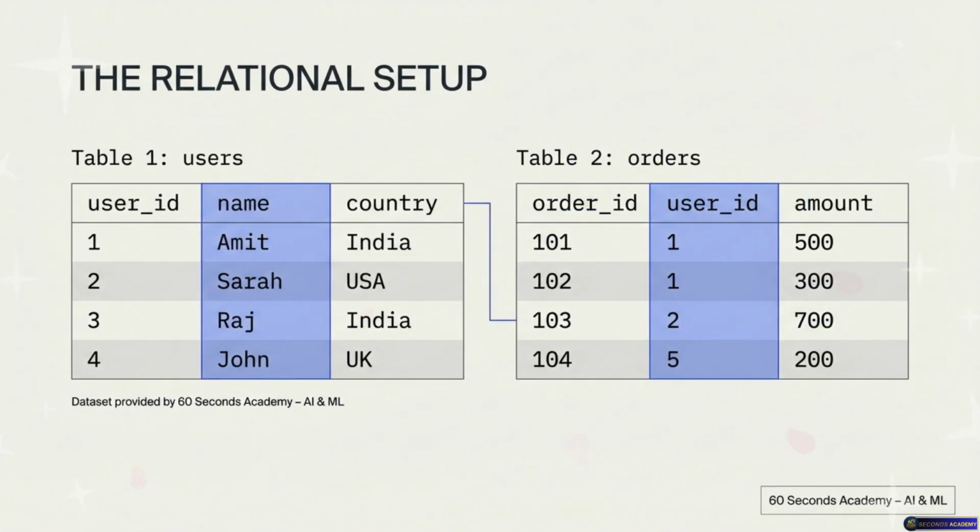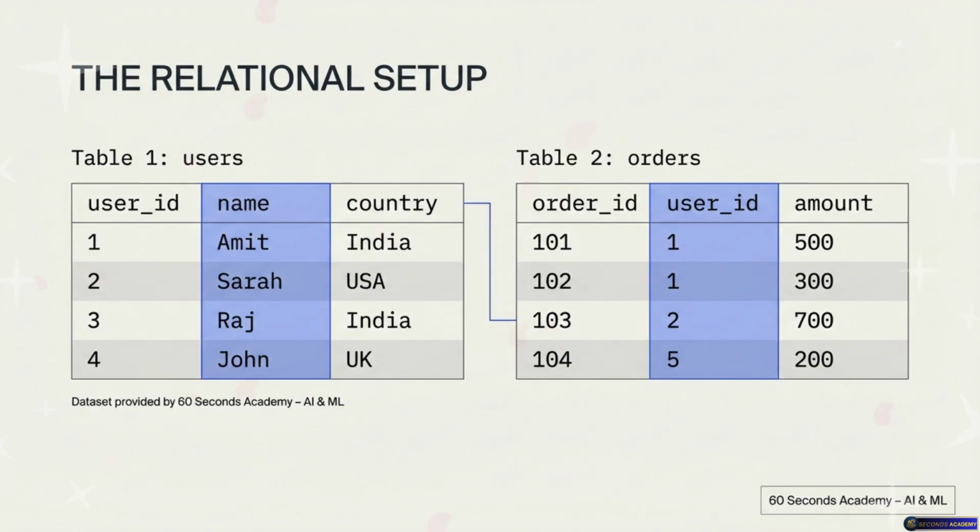Let's do it. Looking at the data set we are working with, we have two primary structures. Table 1 is our users table, which contains a user_id, a name, and a country. Okay, pretty standard demographic data. Yeah. We have 4 records. User 1 is Amit from India. User 2 is Sarah from the USA. User 3 is Raj from India, and User 4 is John from the UK. That is our base data set.